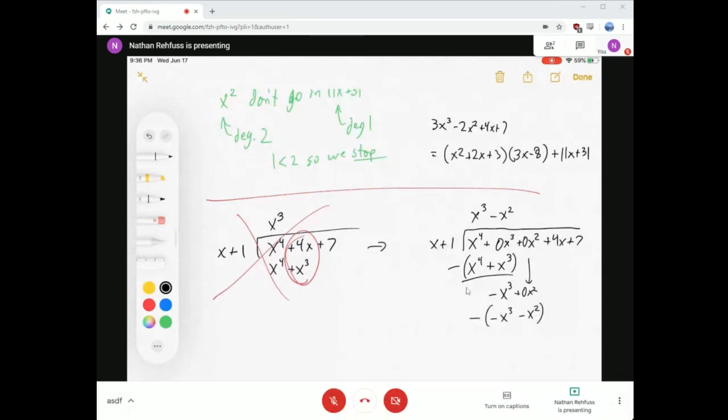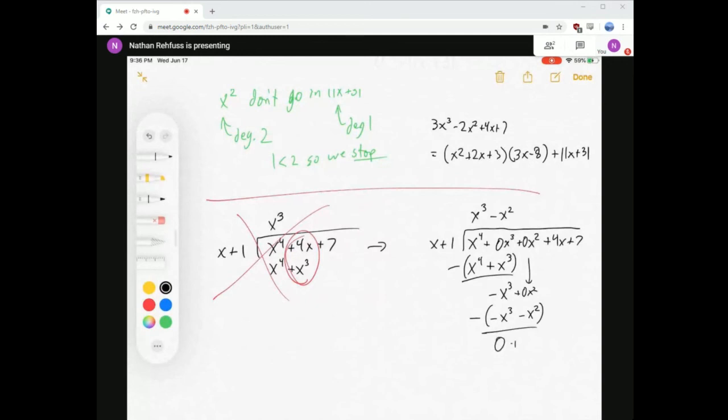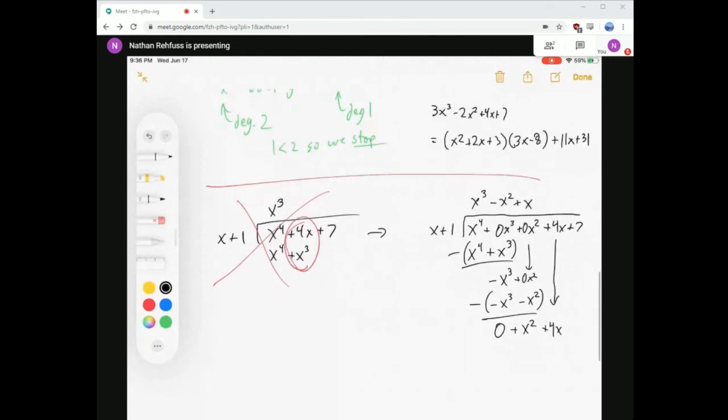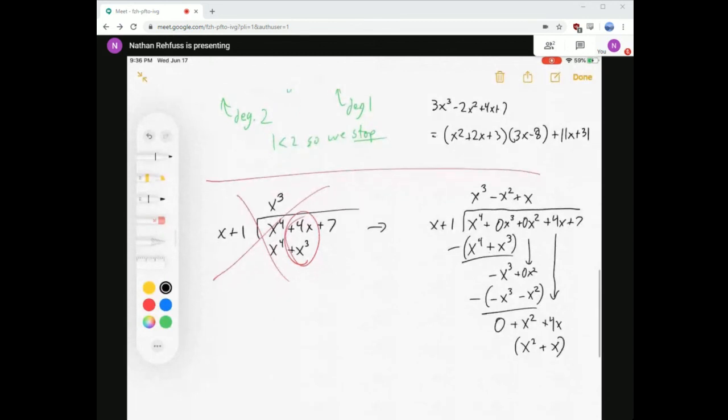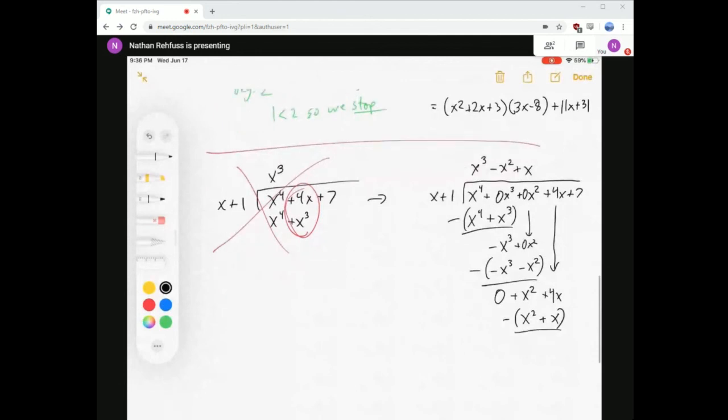Negative x cubed. This times that is that. Whole fella gets subtracted, not just one part. So we get 0 here, and we get a positive x squared here. Now we bring down the 4x. X goes into x squared x times, because x times x is x squared, and x times 1 is x. Now I subtractify and get a 0 here and a 3x right there.